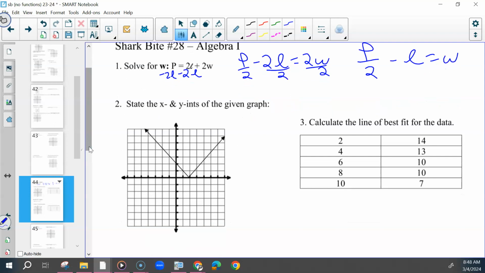For number 2, the x and y intercept, there are 2. I'm sorry, there is 1 of each. The x-intercept is at (2, 0). The y-intercept is at (0, 2).